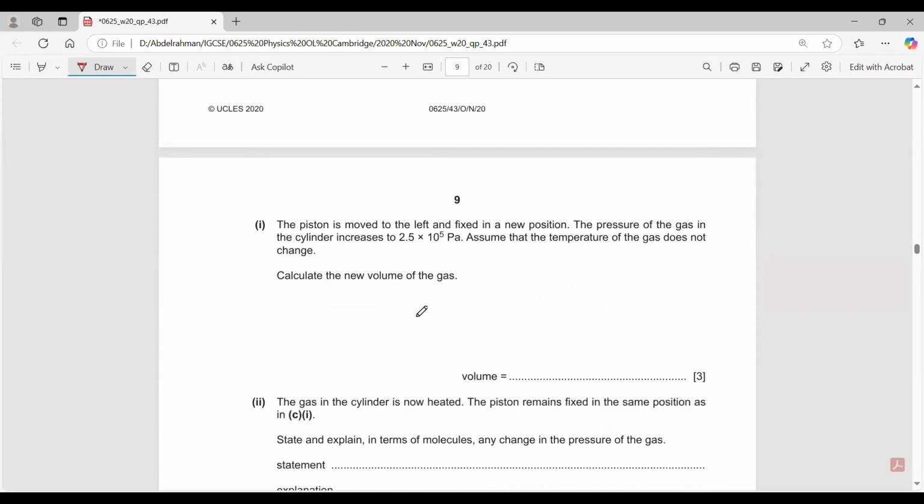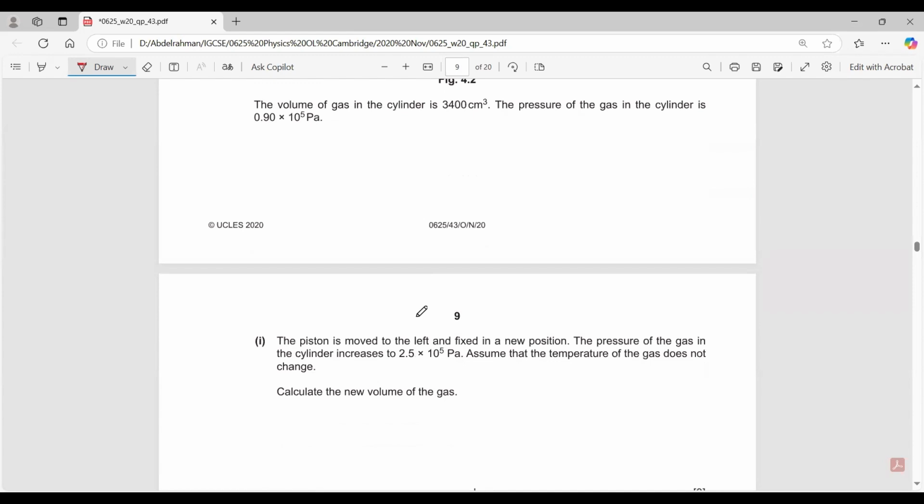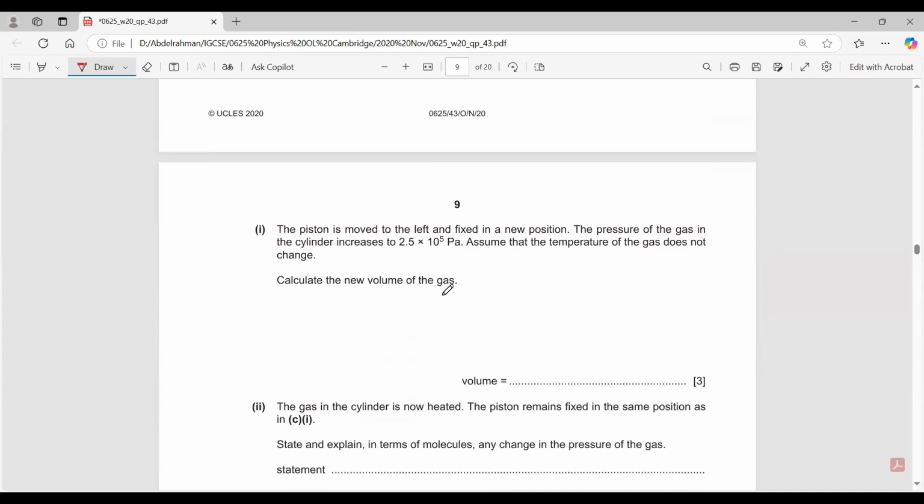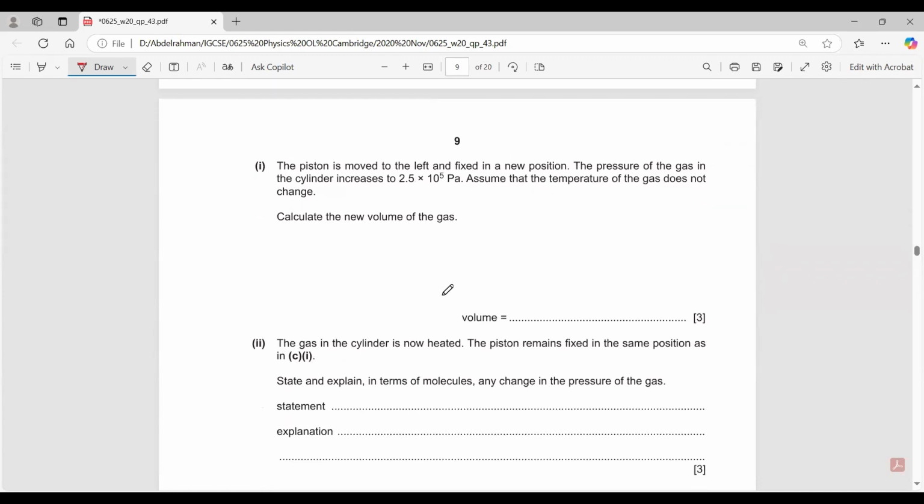Okay, that's easy. How can I find the new volume? You have an equation. PV is constant. So basically, P1 V1 is equal to P2 V2. We want to find V2. It's a very simple equation. All you need to do is plug in the numbers. So V2 would be equal to P1 V1 over P2.